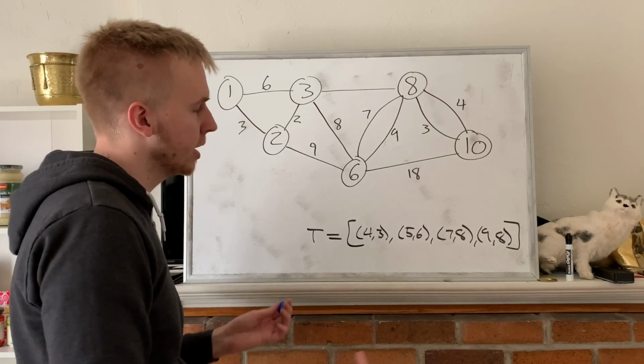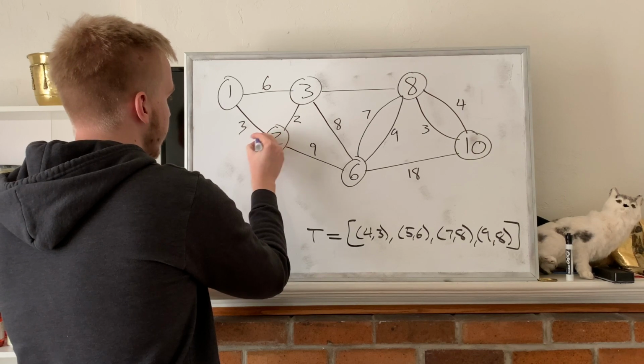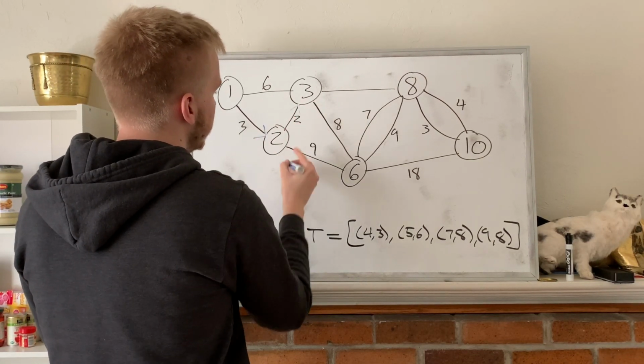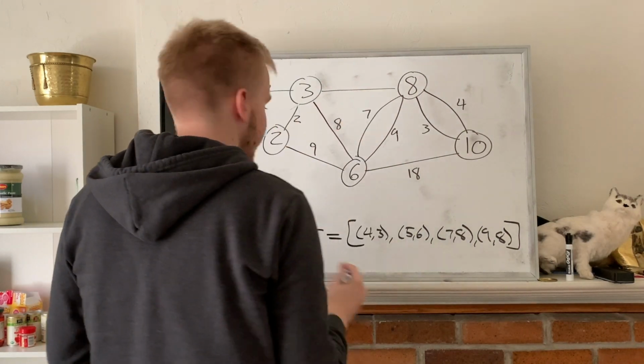So we're going to do the same thing again. Let's label all the light edges in the graph. So for 1, we've got edge 3 here. For 2, we have 2, 3, 9. So we have 2 here. For 3, we have 6, 2, 8, 9.